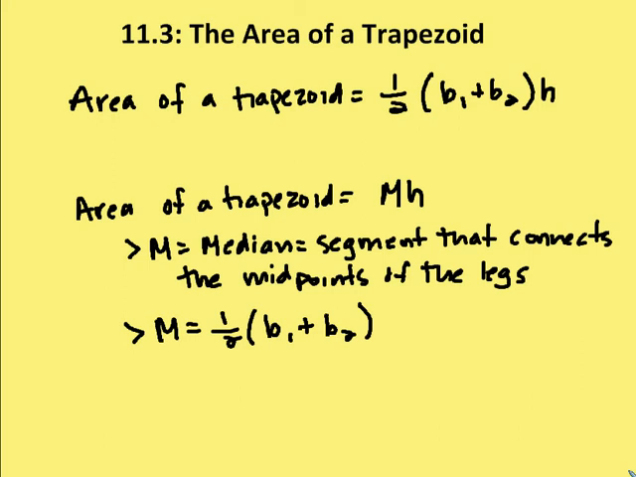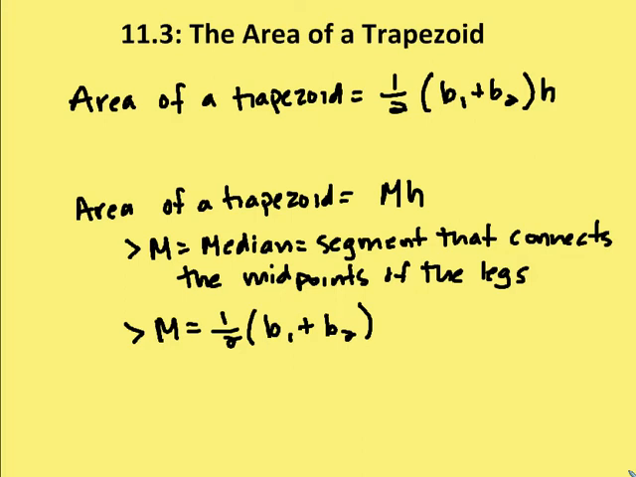In lesson 11.3, we talked about the area of a trapezoid. So remember, the area of a trapezoid is equal to 1/2 the sum of the two bases times the height. We can also say the area of a trapezoid is equal to the median, or m, times the height.